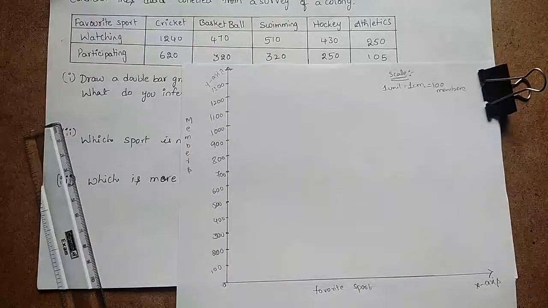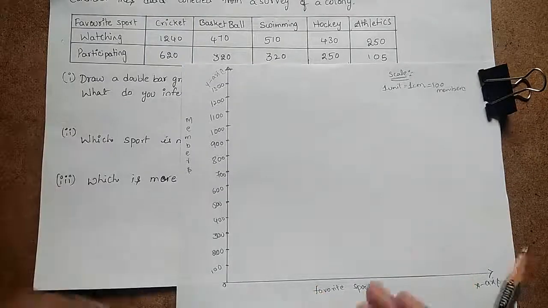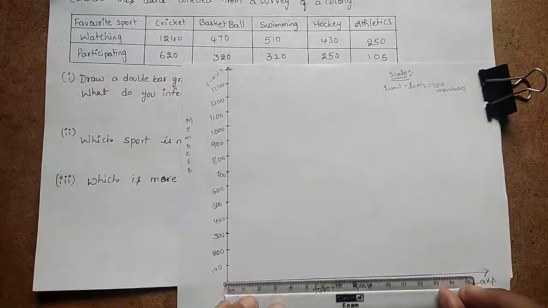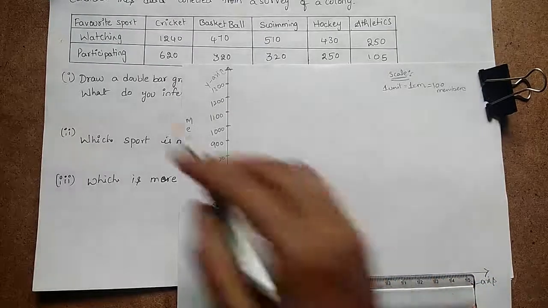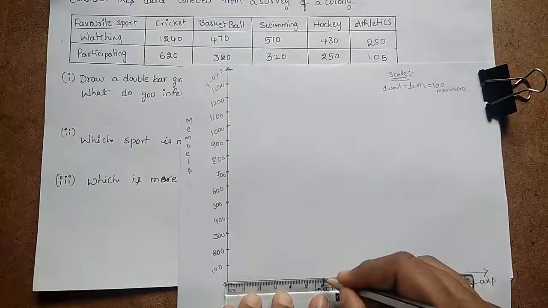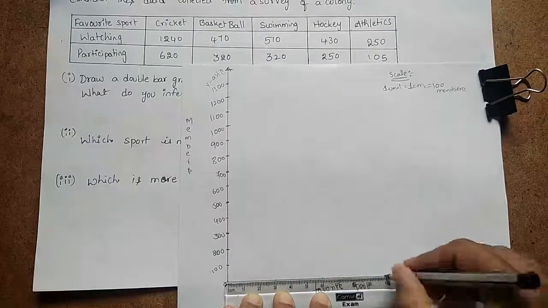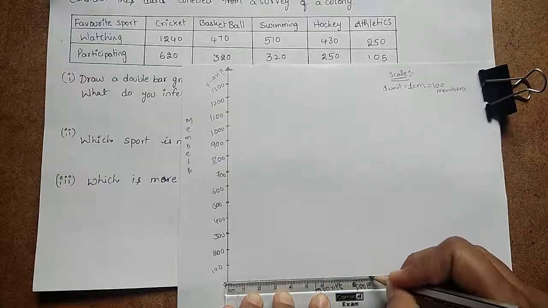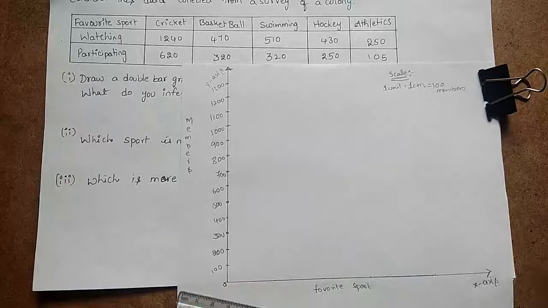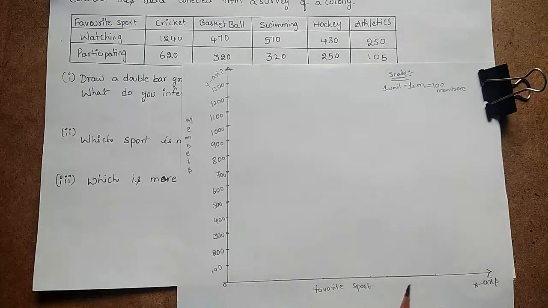Next we have to move to the favorite sport on the x-axis, with the same width for each. Here we have only 5 sports, so I am taking a width of 3 centimeters for each sport, because we are showing it in a bar graph with a uniform width of bars. The length differs but the width does not differ for each sport.